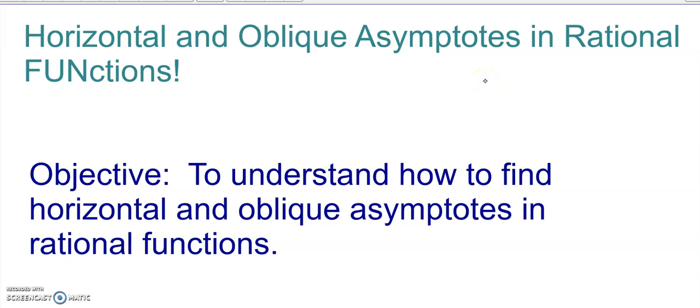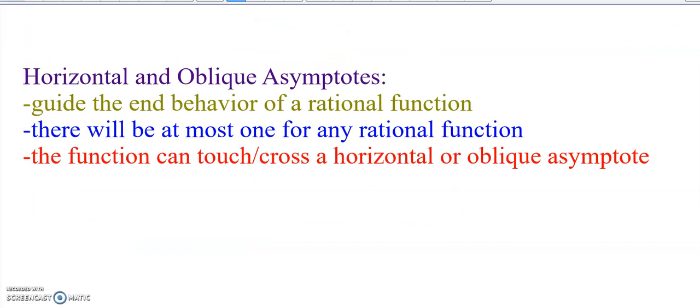All right, you guys, we're talking about horizontal and oblique asymptotes of rationals. Now, let's just make sure we all understand that another word for oblique would be slant, a slant asymptote. So we're going to talk about how we know when a function has a horizontal asymptote, and how we know when it has an oblique asymptote.